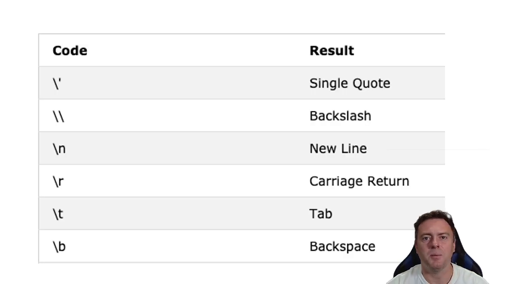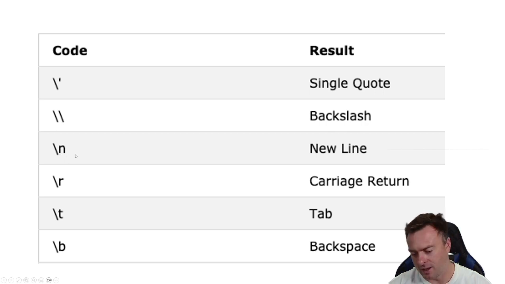Cool. So there's a couple of different ones so that you know that these exist. Not just the double quotes, but you can also do the single quotes. You need to do 2 backslashes, otherwise it doesn't work. \n as well will help. And then also you've got the carriage return, the tab, and then the backspace as well.